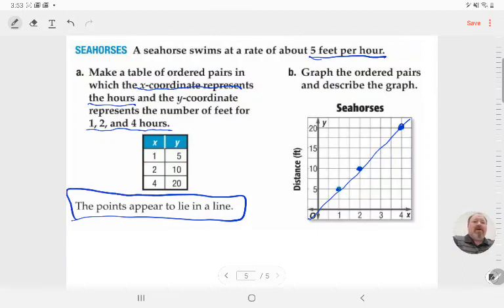So to answer this problem, I would, one, make a table. Two, graph the ordered pairs. And then three, don't forget to describe the graph if it asks for that.